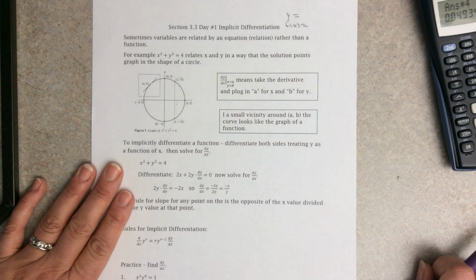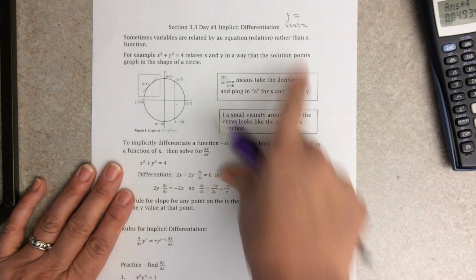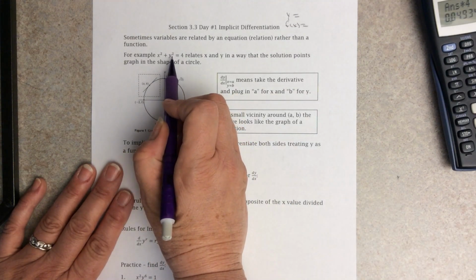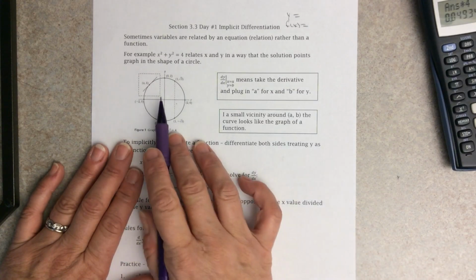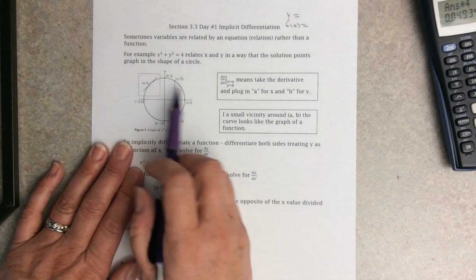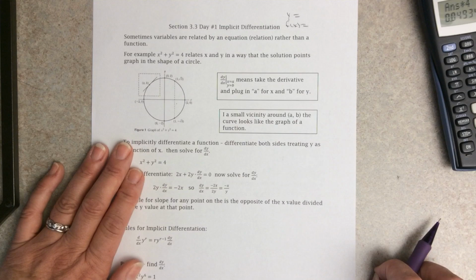But it doesn't mean I can't take the derivative with respect to y. I just can't solve for y and do it explicitly. I'm going to have another way to do it. So basically, when your y is a part of a bigger picture and you can't get it all by itself on the left-hand side solved for, you're going to be looking toward this implicit differentiation.